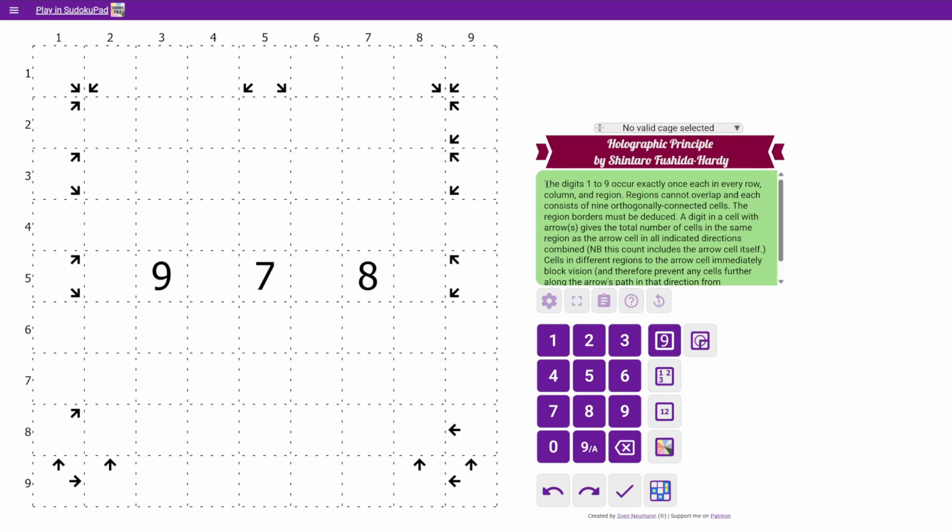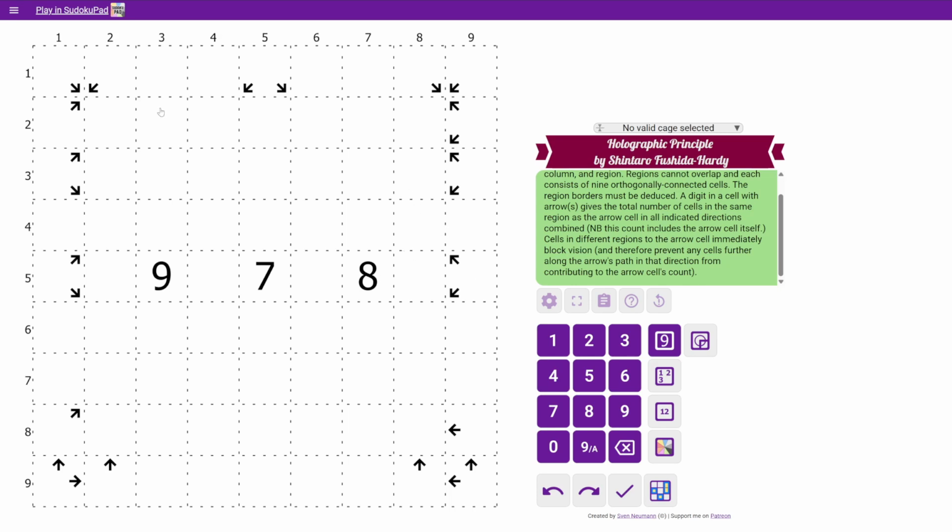The rules are the digits 1 to 9 occur exactly once each in every row, column, and region. Regions cannot overlap, and each consists of 9 orthogonally connected cells. The region borders must be deduced. A digit in a cell with arrows gives the total number of cells in the same region as the arrow cell in all indicated directions combined. And the arrow cell includes itself in the count. Cells in different regions to the arrow cell immediately block vision and therefore prevent any cells further along the arrow's path in that direction from contributing to the arrow cell's count.